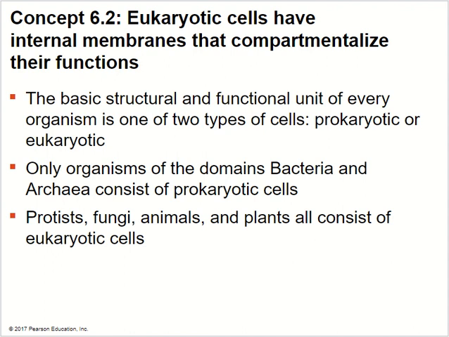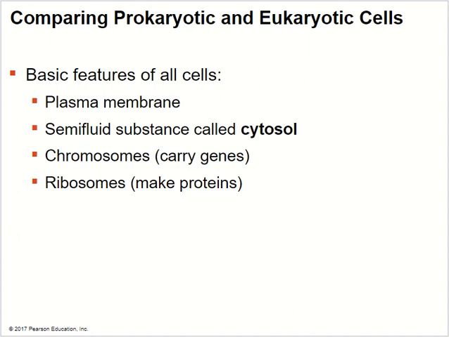The basic structural and functional unit of every organism is one of two types of cells, prokaryotic or eukaryotic. All organisms of the domains of bacteria and archaea consist of prokaryotic cells. Protists, fungi, animal cells, and plant cells all consist of eukaryotic cells. Basic features of a cell are the plasma membrane that surrounds the cell, the semi-fluid substance called cytosol inside the cell, chromosomes, which are how genes are packaged, and ribosomes, which are used to make proteins.